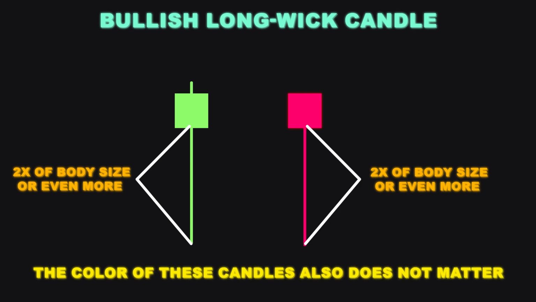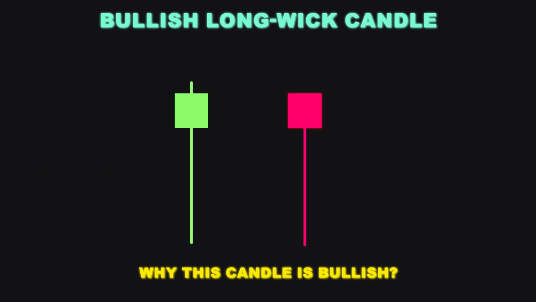It can be red or green. However, the lower shadow matters, and it should be double the size of its body. Let's understand why this candle is bullish.